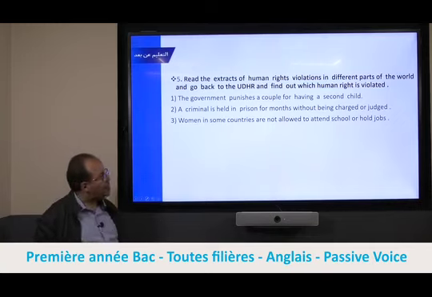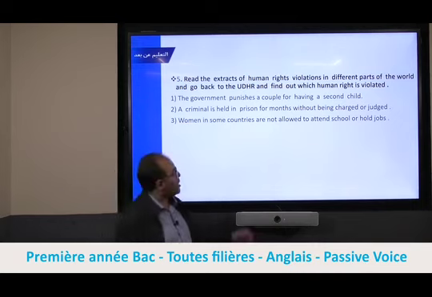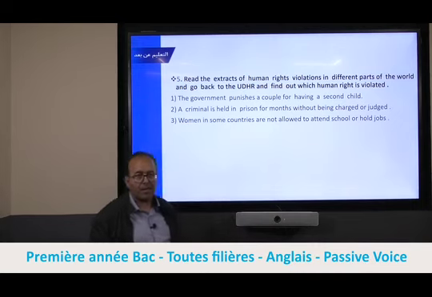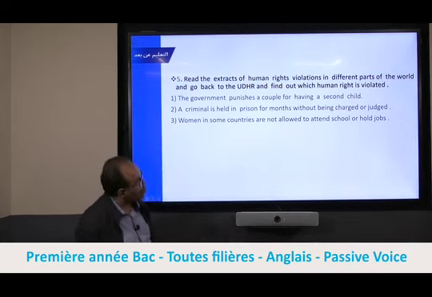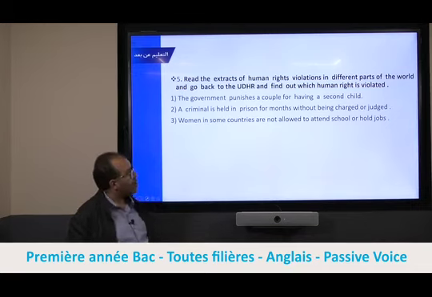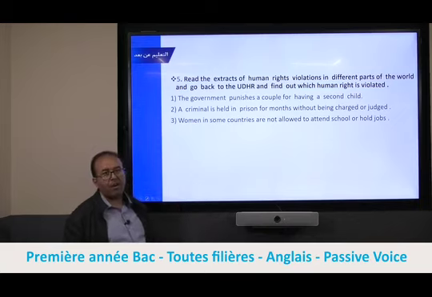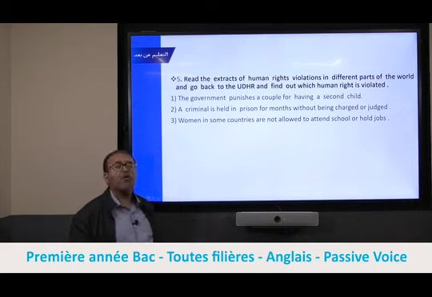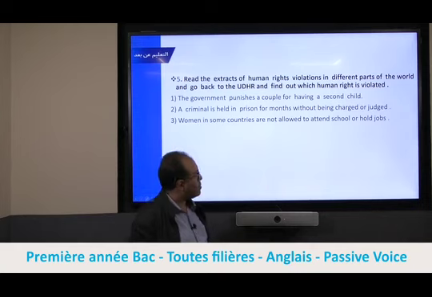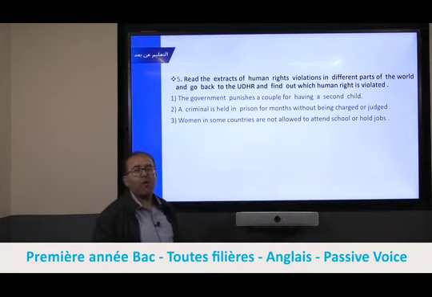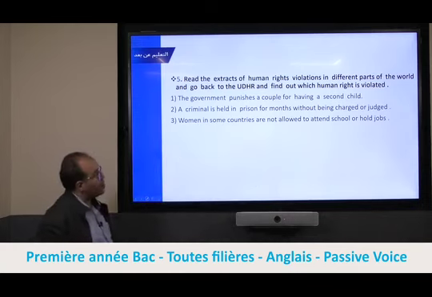Women in some countries are not allowed. What is are not allowed? They don't have the right. They don't have permission to go to school or hold jobs. Now here, as it is the article in the text, it may be about education. We may talk about Article 1, which is for equality, the right to equality.